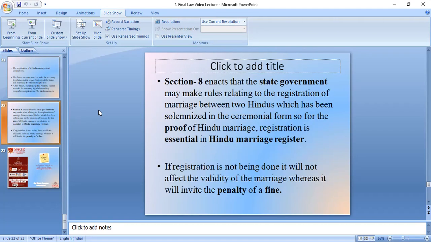Section 8 enacts that the state government may make rules relating to the registration of marriage between two Hindus which has been solemnized in the ceremonial form, for the proof of Hindu marriage. Registration is essential in the Hindu marriage register. If registration is not done, it will not affect the validity of the marriage, whereas it will invite the penalty of a fine.